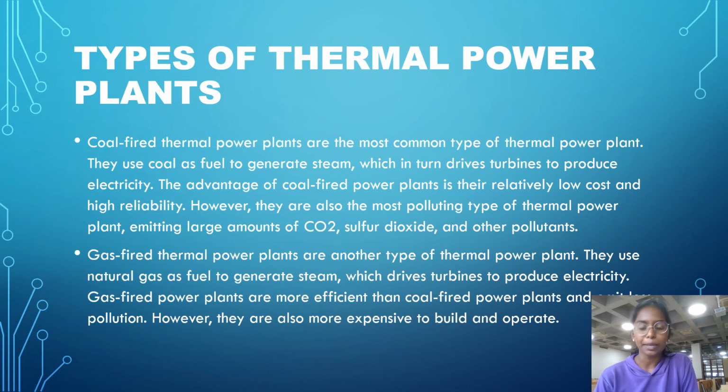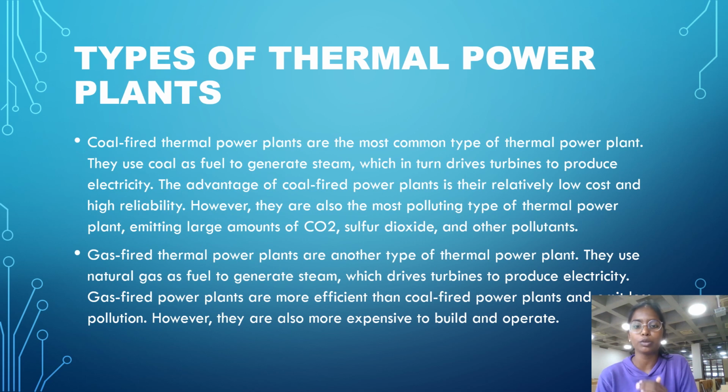Now let's discuss the types of thermal power plants. Coal-fired thermal power plants are the most common type of thermal power plant. They use coal as fuel to generate steam, which in turn drives turbines to produce electricity. The advantage of coal-fired power plants is the relatively low cost and high reliability.